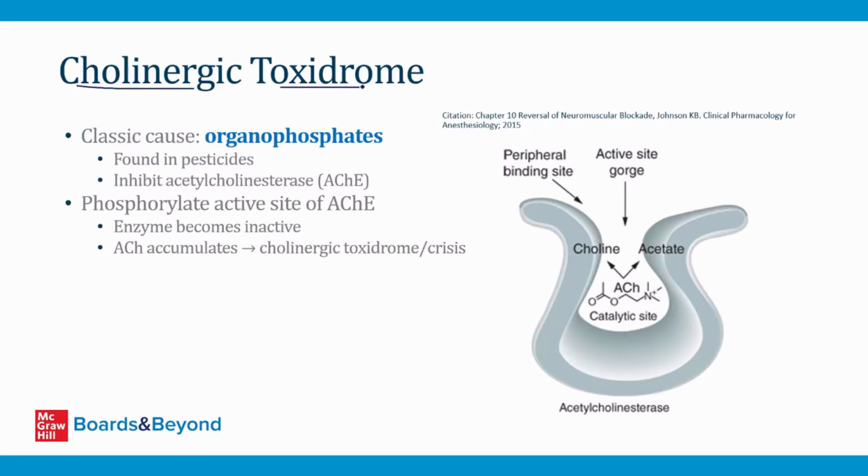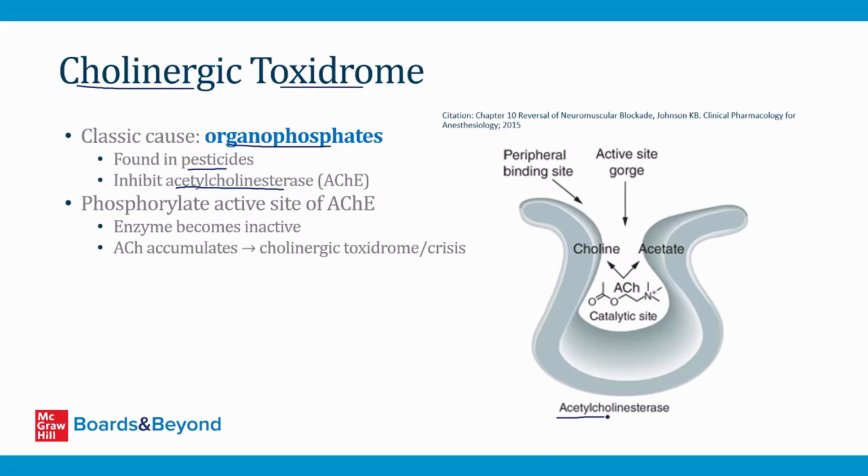So this is a toxidrome where there's widespread activation of acetylcholine receptors throughout the body. And the classic cause of a cholinergic toxidrome is exposure to organophosphates. Organophosphates are substances found in pesticides, and when humans are exposed, what happens is the organophosphates inhibit the enzyme acetylcholinesterase. So what does this enzyme do? Well, to understand this, let's look at this drawing on the screen here.